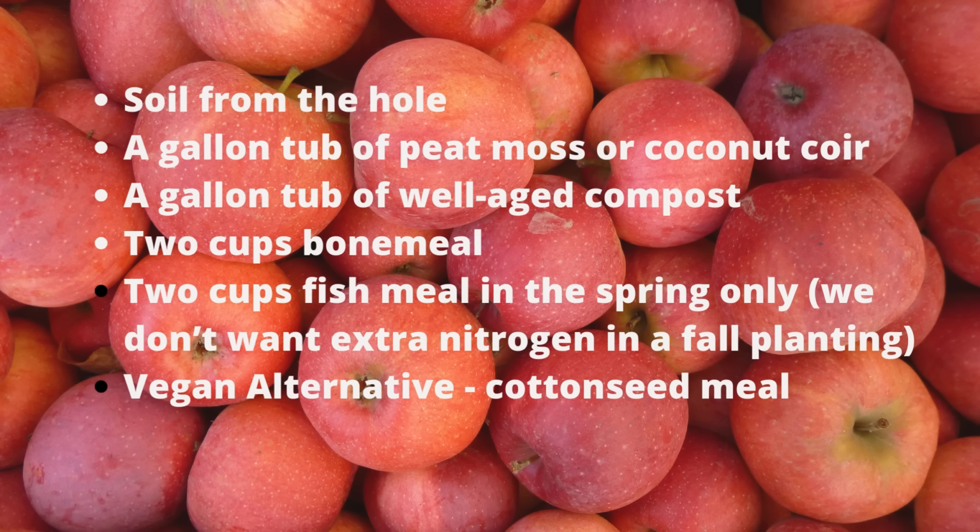Here is my secret sauce to get your young fruit tree off to a good start. Mix in coconut coir, compost, bone meal, and fish meal with the soil, and then use that to put under and around the sapling when planting. A vegan alternative would be cottonseed meal. I'm moving away from peat moss because the extraction of it is damaging wetlands. I plan to do a video on that soon.